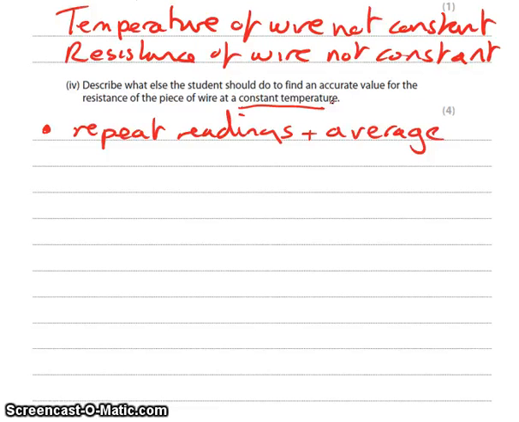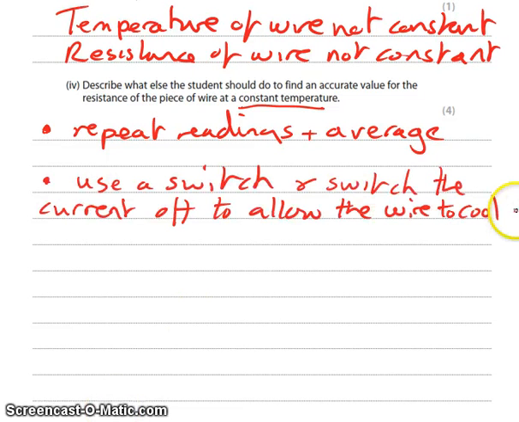So one idea is to use a switch. You use the switch, you turn the current off and on, and only let the current flow for a short amount of time. Now, using the equation V equals IR, you have V is proportional to I, and therefore you would only use the straight part of the graph when you're calculating your resistance.